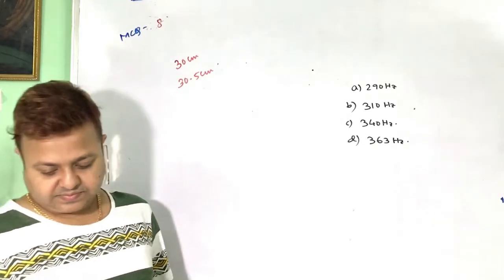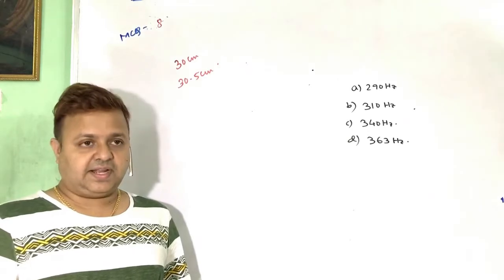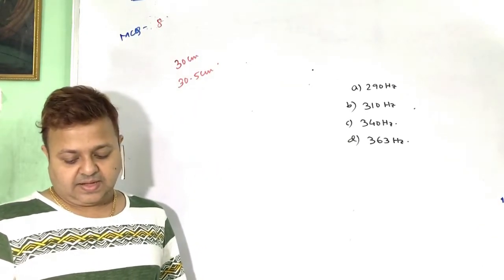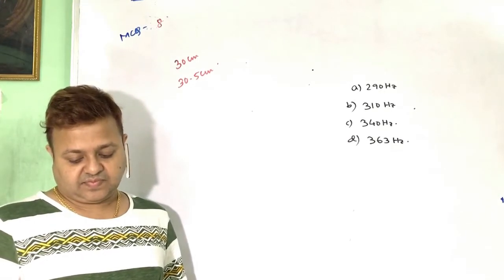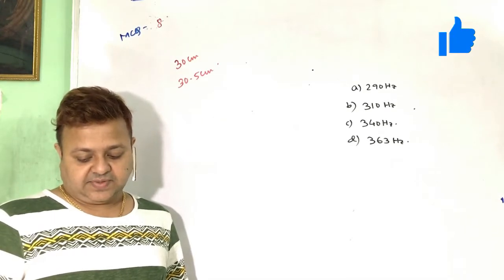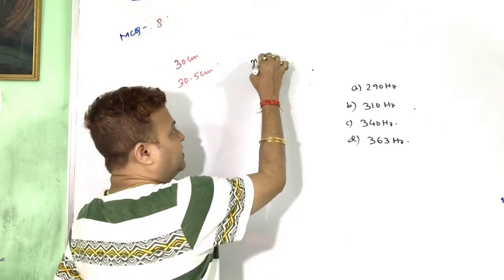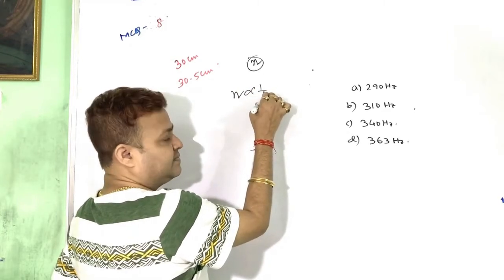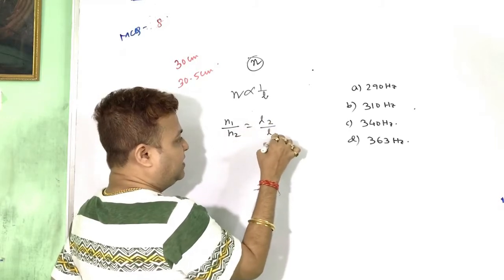Again, a tuning fork produces 3 beats per second with a length of 30 cm and 30.5 cm respectively of a sonometer wire under the same tension. The frequency of the tuning fork will be, let the frequency of the tuning fork be n. We know that frequency is inversely proportional to length, so I can write n1 by n2 equal to l2 by l1.